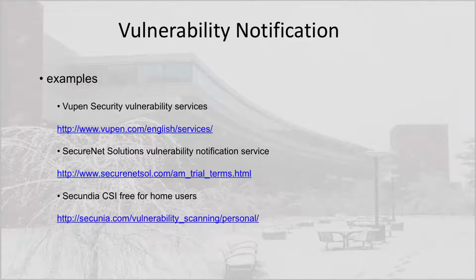Here are a few examples: Vigilant Security Vulnerability Services, SecureNet Solutions Vulnerability Notification Service, and Secunia CSI, which is a free vulnerability scanner for home users of Windows.